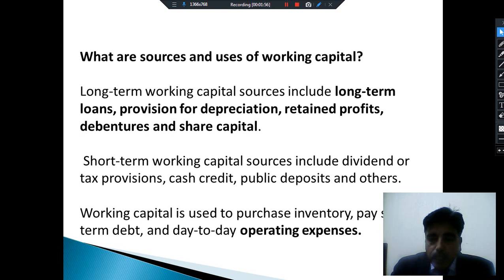Now the thing is, what do businesses do in order to project their operating needs and operating expenses, and how do they define their strategies to manage these short-term or long-term sources of funds in order to meet their day-to-day business operations? So there are many strategies in working capital management. The first strategy that I am going to discuss is known as the hedging strategy.